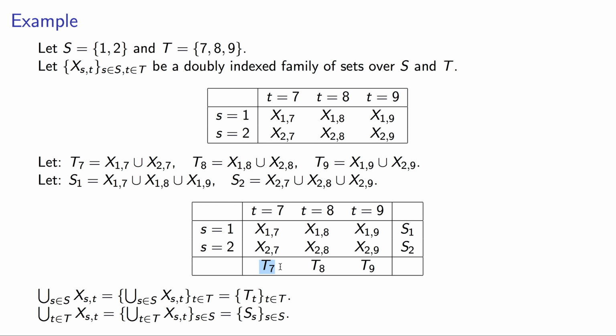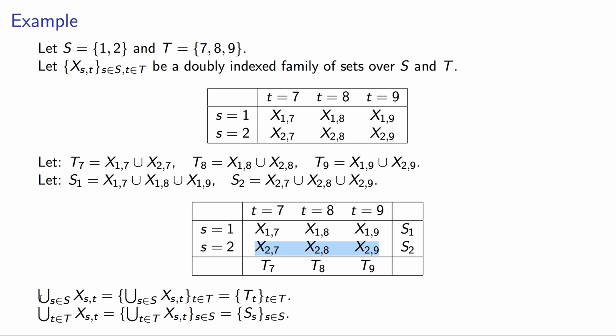T7 will be the union of this column, X17 union X27. T8 is going to be the union of this column. T9 is going to be the union of this column. And S1 is going to be the union of the first row. S2 is going to be the union of the items in the second row.